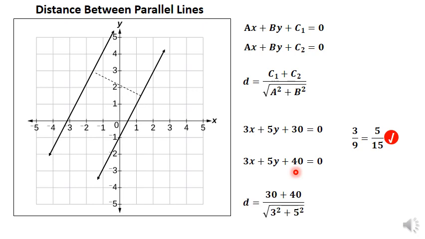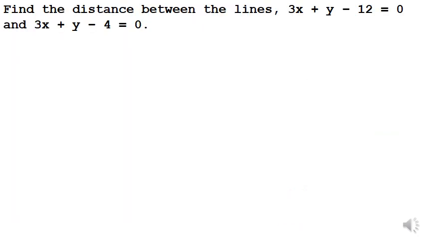So to determine the distance between these two lines, we have 30 and 40 divided by the square root of 3 squared plus 5 squared. Find the distance between the lines 3x plus y minus 12 equals 0 and 3x plus y minus 4 equals 0. It is obvious that these two lines are parallel because the coefficients are already equal.